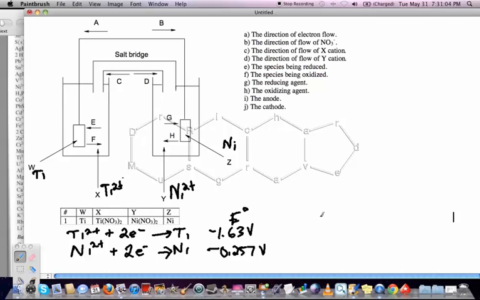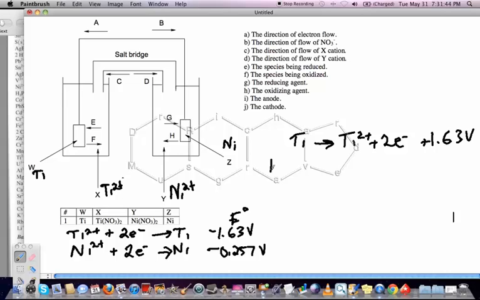So I'm going to go ahead and do that. Mind you, it wouldn't be the end of the world if you chose the wrong one, because then you could figure out it was negative and you could just choose the other one. But you only ever flip one of these, and like I said, I'm going to flip the top one. Alright, so Ti is going to become Ti2+ plus 2 electrons, and we're looking at positive now 1.63 volts. The reason it's positive is because I flipped it.